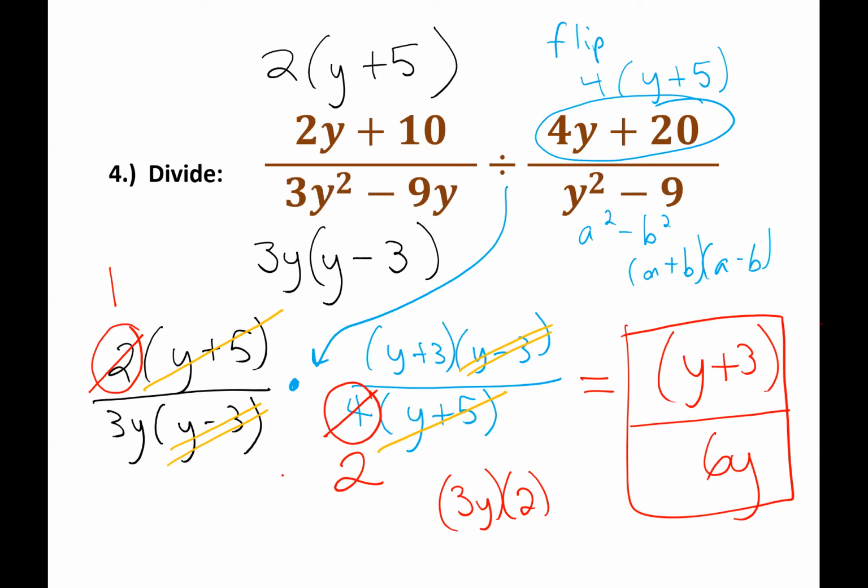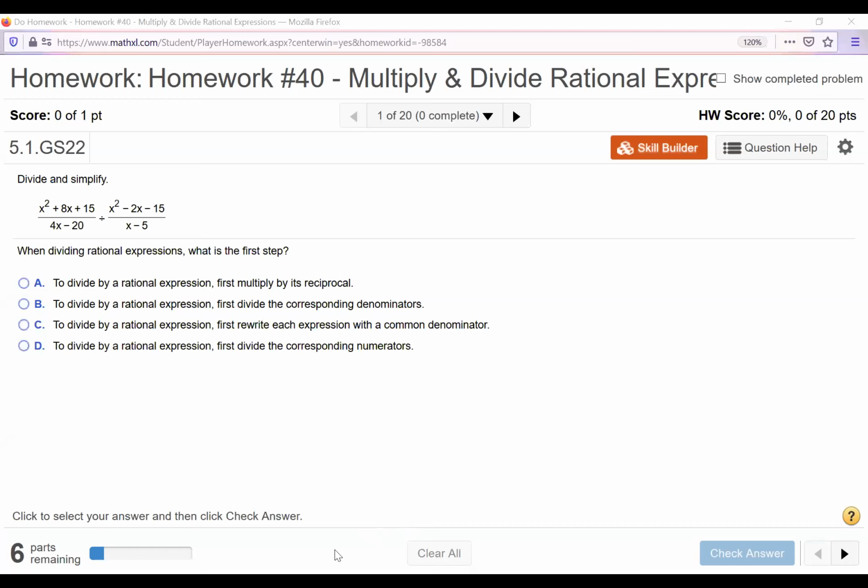All right, so we're looking at homework number 40. We're going to start with number 1. You've seen problems like this before, but it's a multi-part question. It's meant to break it down and make it easier for you, but that might not be the result. So I'm going to show you the steps just to make sure you understand what's being asked each time. So divide and simplify. You can see in the bottom left, 6 parts remaining. So there's several parts here.